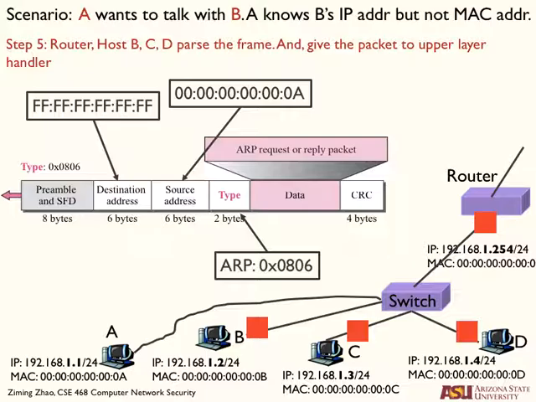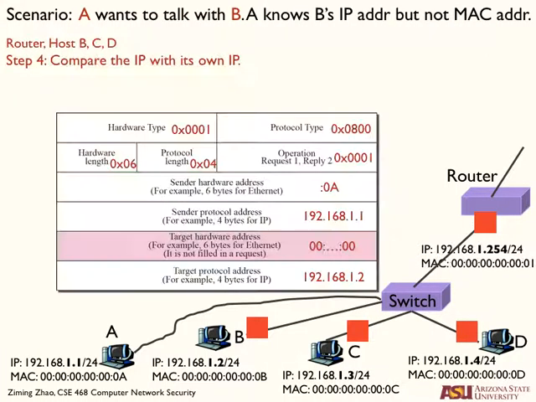Then all of them are going to parse this frame. How do they parse it? First, they check the destination address. In this case, it's FF, which means I should accept it because it is for everyone. Then they check the type. So they know, oh, this is an ARP packet. Then they are going to give this packet to our upper layer handler, in this case, an ARP handler. So the ARP handler will only see this payload part.